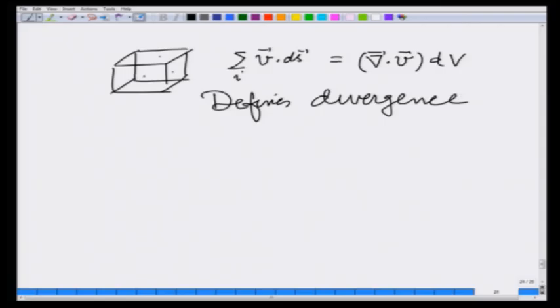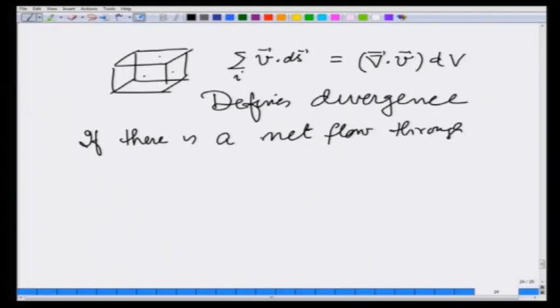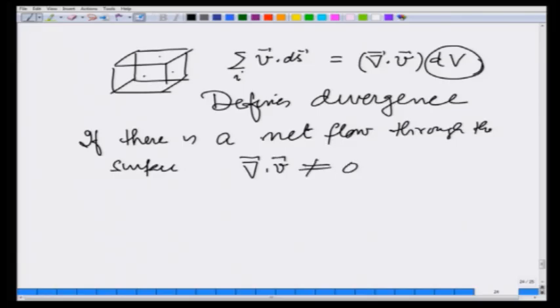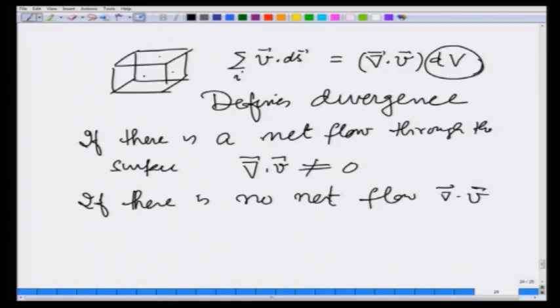If there is a net flow outside, if there is a net flow through the surfaces, notice that this is a positive quantity. So, divergence of V is not 0. If there is no net flow, divergence of V is 0.